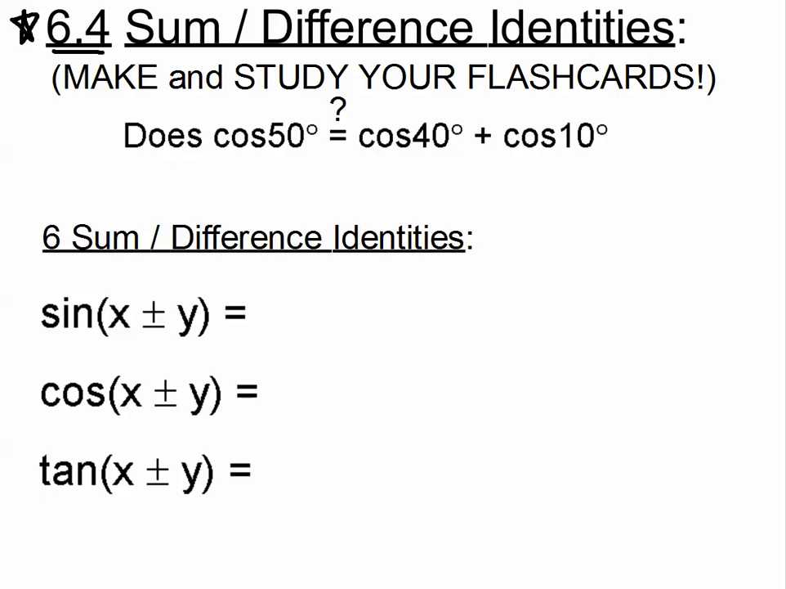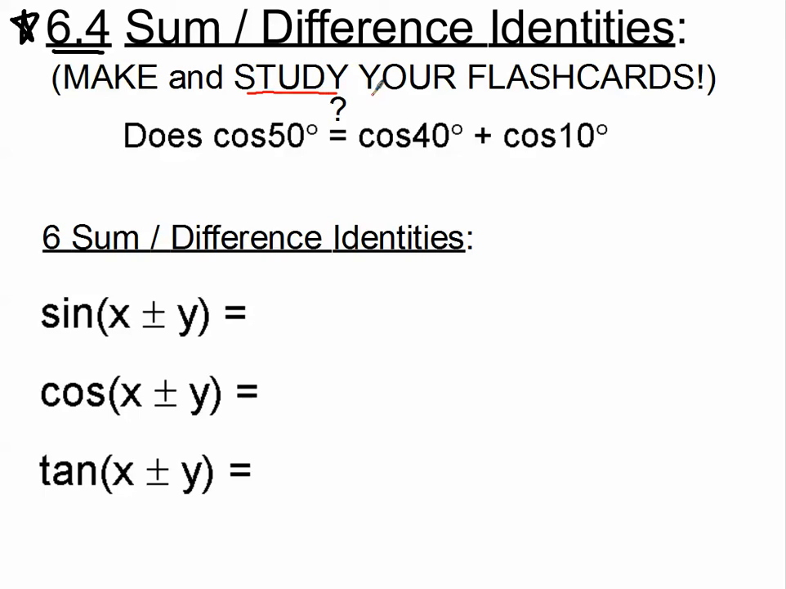I'd first like to remind you that you should have your flashcards. We have 25 fundamental identities on our flashcards that we should be studying, and you should continue to study those on a daily basis. We're going to be adding 6 more in this tutorial, and we're going to be adding a few more throughout the rest of this chapter.